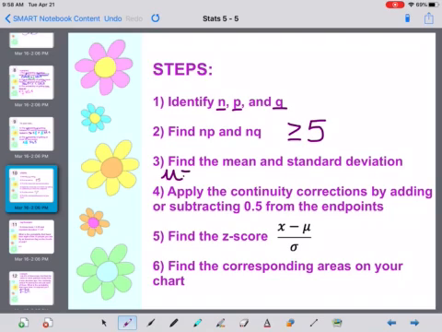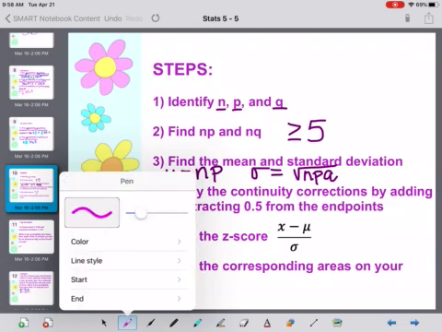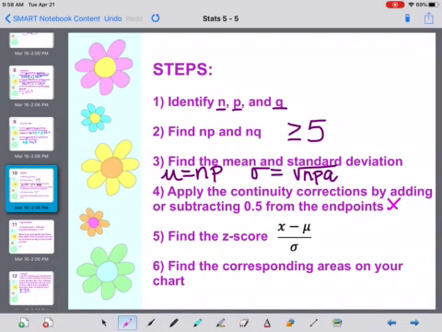You have to find the mean and the standard deviation. Remember that your mean was just N times P, and your standard deviation was the square root of N times P times Q. You have to apply your continuity correction, which is what we just did, by adding or subtracting 0.5. From there, this adding and subtracting the 0.5 gives you your X value.